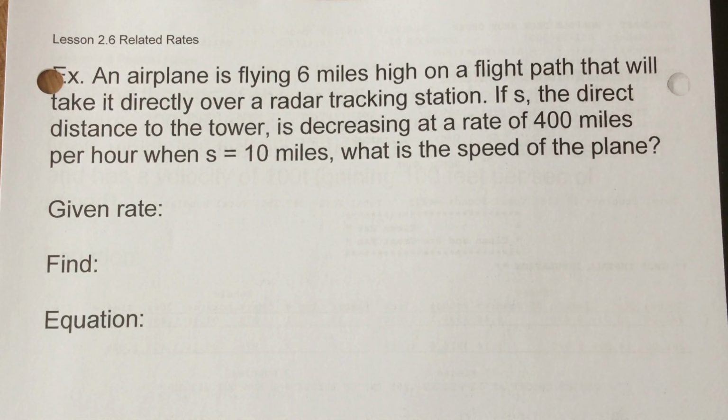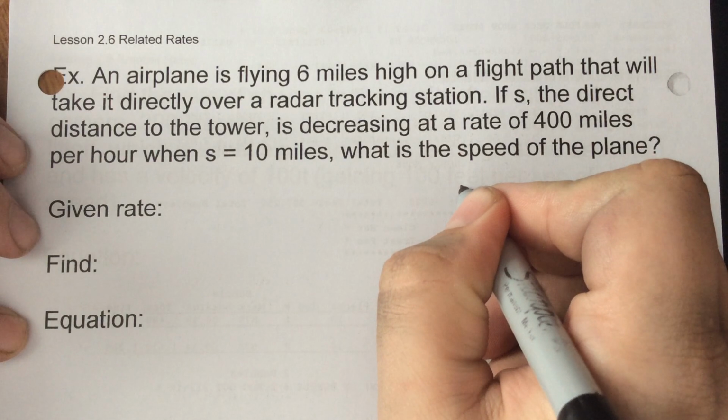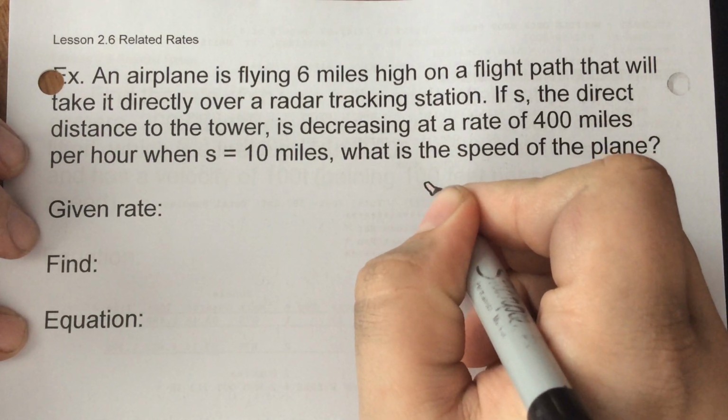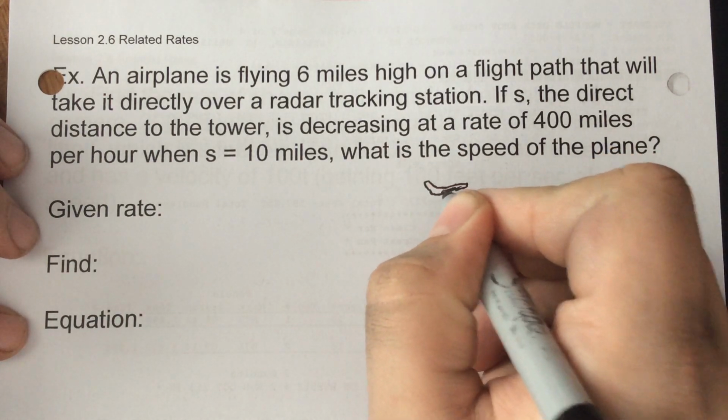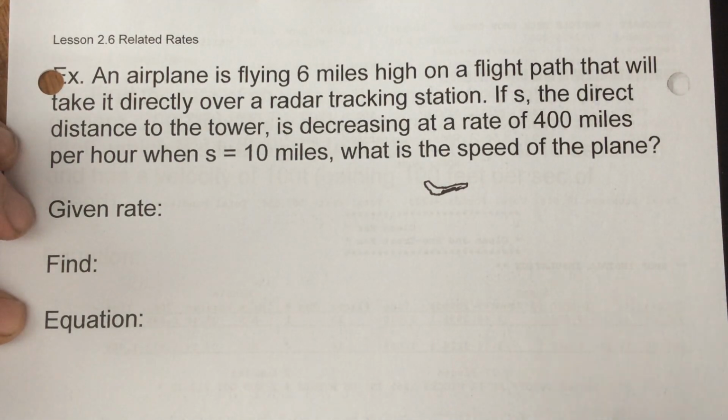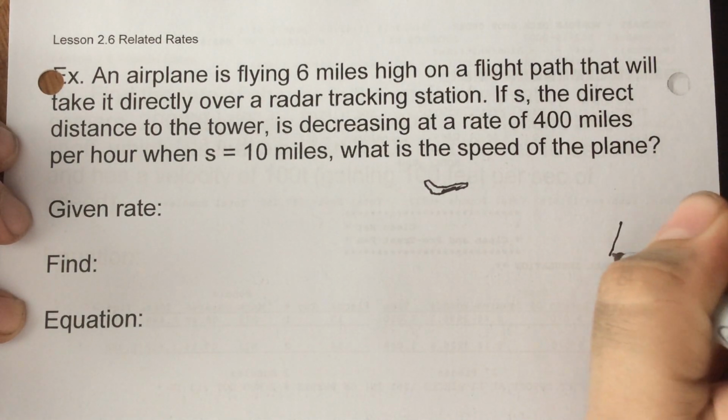Alright, so an airplane is flying 6 miles high on a flight path that will take it directly over a radar tracking station. If s, the direct distance to the tower, is decreasing at a rate of 400 miles per hour, when s is 10 miles, what is the speed of the plane? So this one here, a little bit harder to figure out what's going on, so let's draw a picture. So if we have our plane that's flying over here, this plane's flying. Over here we have our radar tracking station.